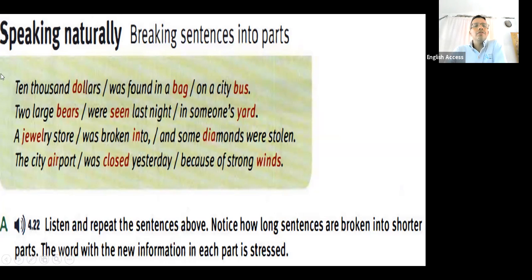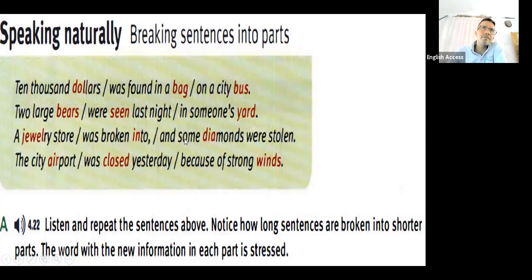Yes. So as you see in each sentence, these are long sentences and they are breaking the sentences into different parts. Where you see the red letters is where the stress in the sentence goes up. $10,000 was found in a bag on a city bus. You see, dollars sounds stronger. Dollars, bag, bus. The same here. Two large bears were seen last night in someone's yard. So it's just a sound. That's why it's the intonation. A jewelry store was broken into and some diamonds were stolen.